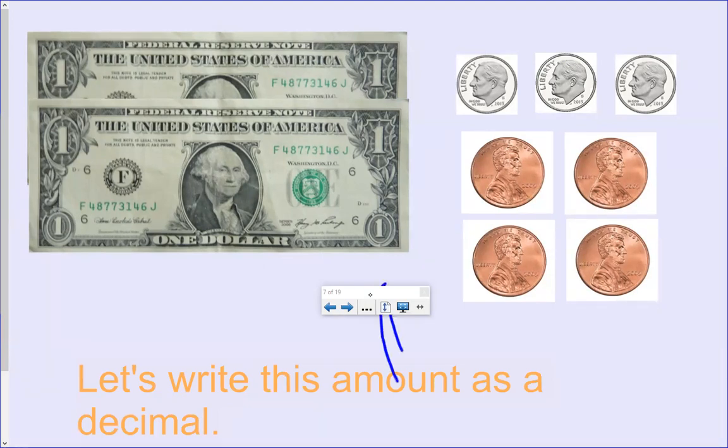All right, how much money do we got, Ava? $2.34. Does everybody go with $2.34? Yes. All right, so that's how you would say it if we were talking money. If we're just talking straight decimals, how would we read that number? Sam, how are you going to read that?